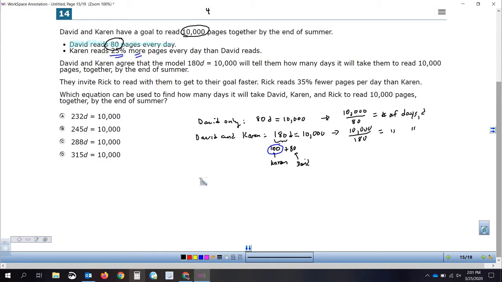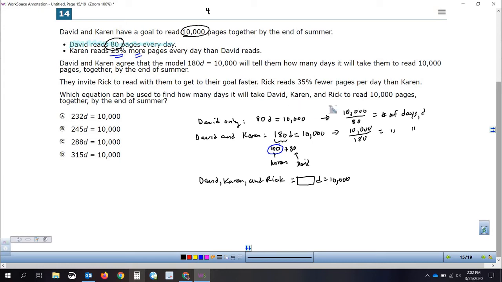So now we're going to have David, Karen, and Rick. So we know the number is going to have to be bigger than 180, just like 180 was bigger than 80. We know it's going to equal 10,000 pages. We know it's going to be something times D, but we have to figure out what that something is.